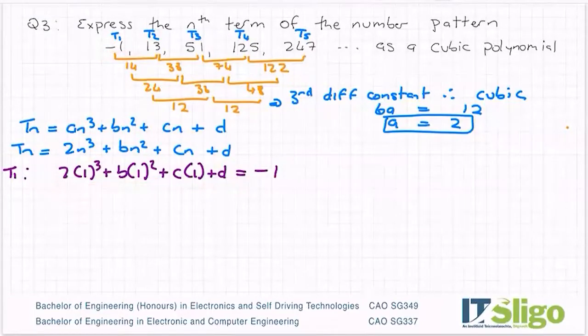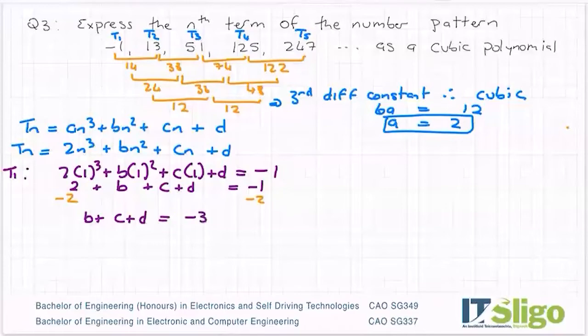Okay, so then let's work it out. 1 cubed is 1, by 2 is 2, plus 1 squared is 1 by B, plus C plus D is equal to minus 1, okay? And let's minus 2 from both sides. So I get B plus C plus D being equal to minus 3. Okay, so that's my first equation set up.